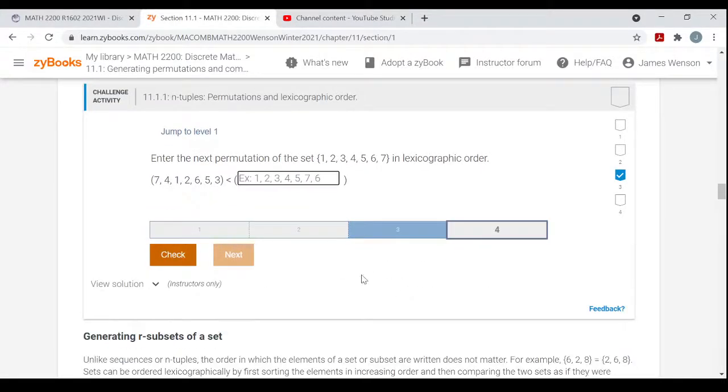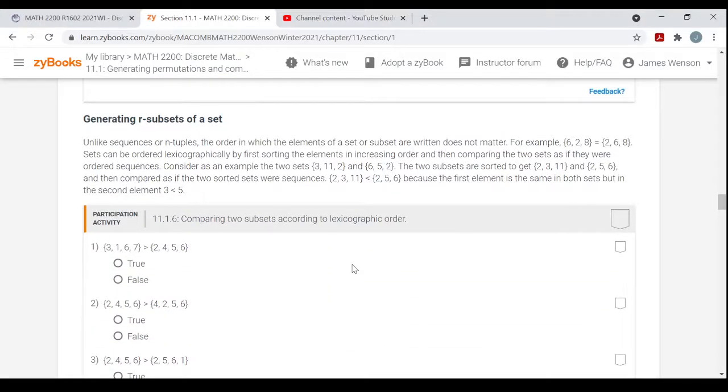And I think the next one's the same. So what would be the next 7 tuple here in lexicographic order, following those same steps. All right, that was all generating the next permutation, the next tuple where order and position matter. Now we're going to generate subsets.